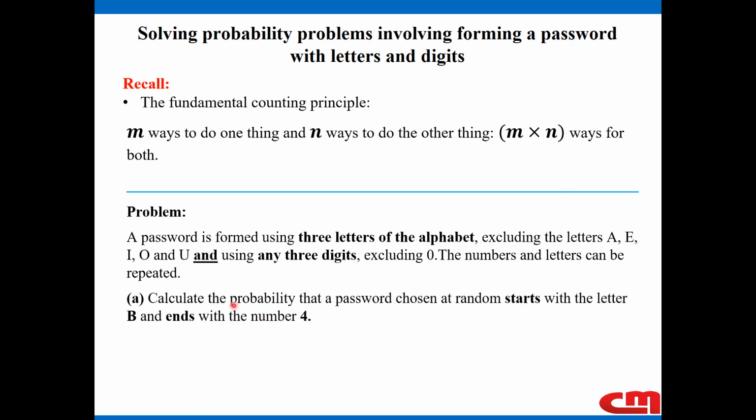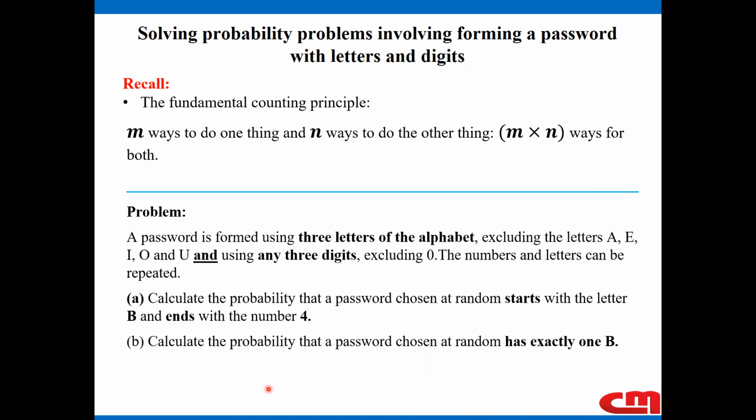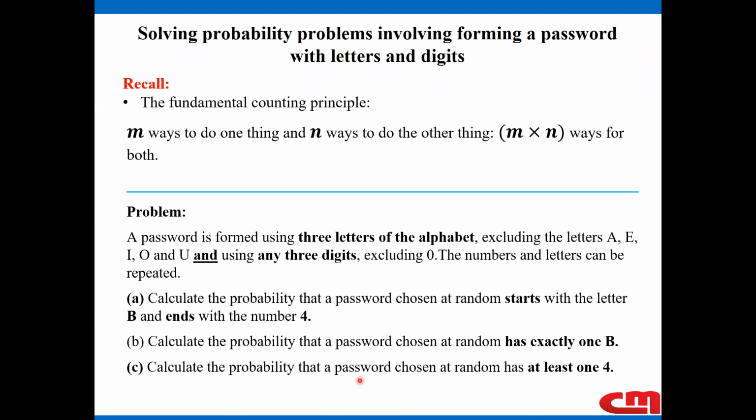Now, we need to calculate the probability that a password chosen at random starts with the letter B and ends with the number 4. That is in A. In B, we need to calculate the probability that a password chosen at random is exactly 1B. In C, we need to calculate the probability that a password chosen at random has at least 1 4. So I will explain as I give the solution to each of the tasks we have from A to C.